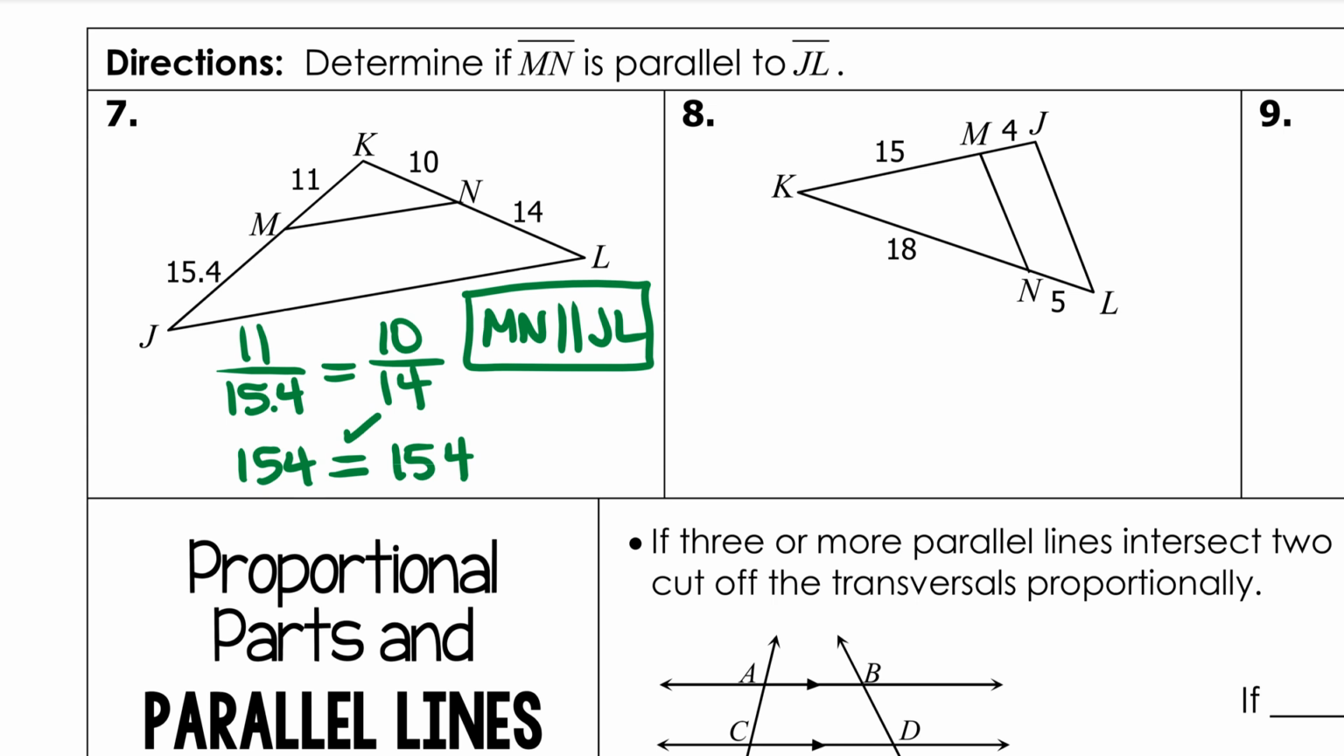We're going to do the same thing on number 8. I want to see, is 18 over 5 the same as 15 over 4? If I do 18 times 4, that's 72. And then 5 times 15 is 75. Those are not equal to each other, so these lines are not parallel. So you could say not parallel on this one.